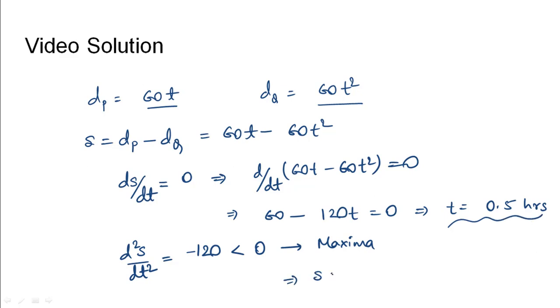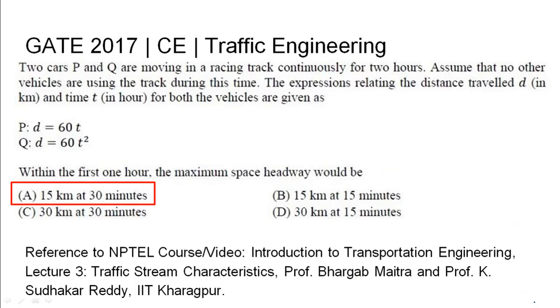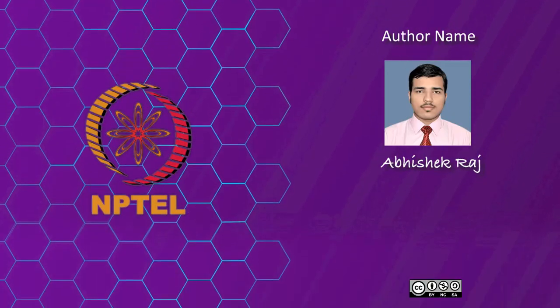So the space headway would be 60t minus 60t square. Substituting the value of t as 0.5, we would get the value to be 15 kilometers. So within the first hour, the maximum space headway would be 15 kilometers at a time of 30 minutes, which is option A. The relevant NPTEL reference has been listed.